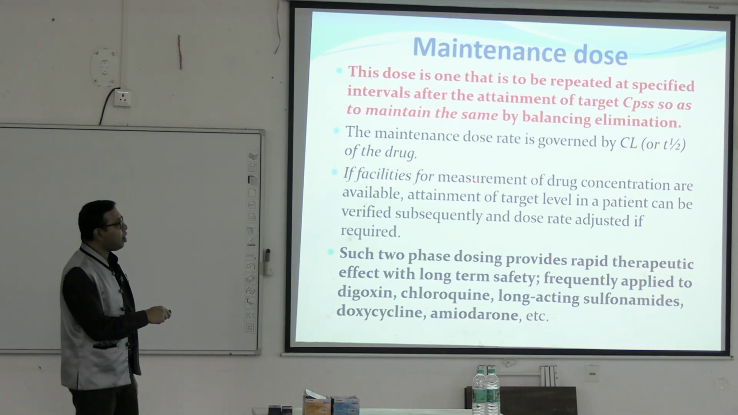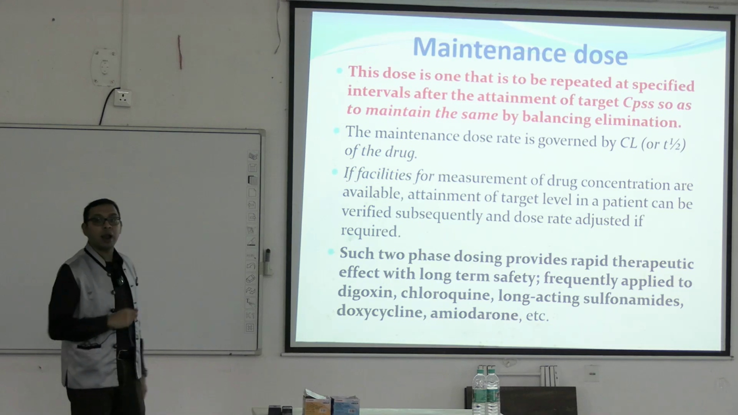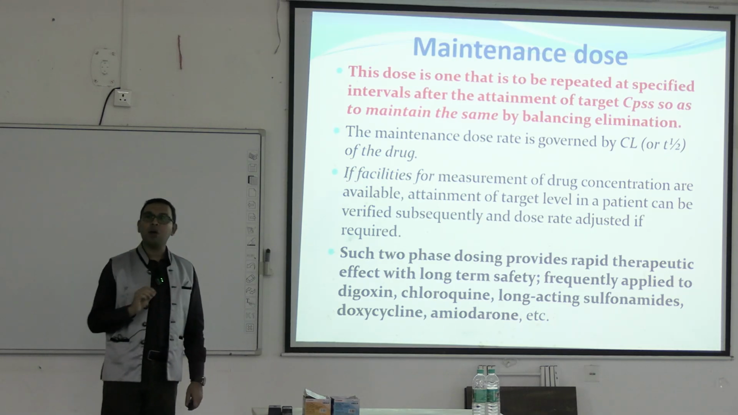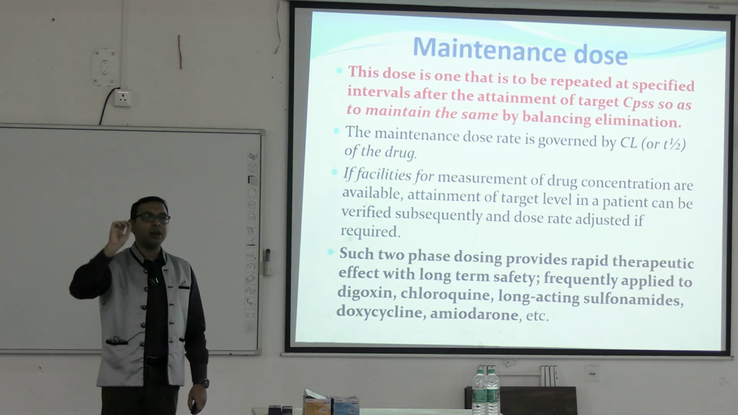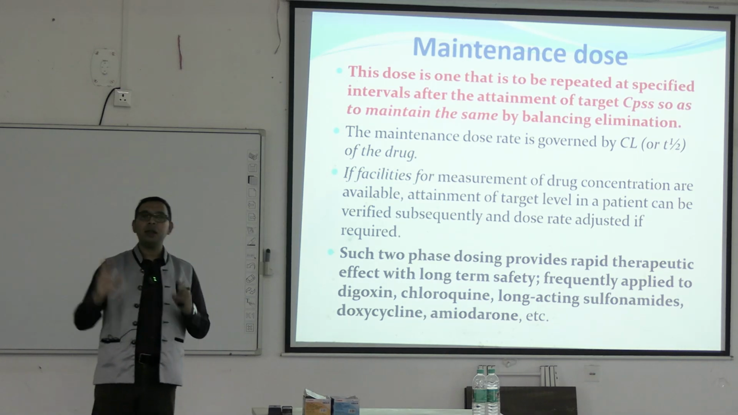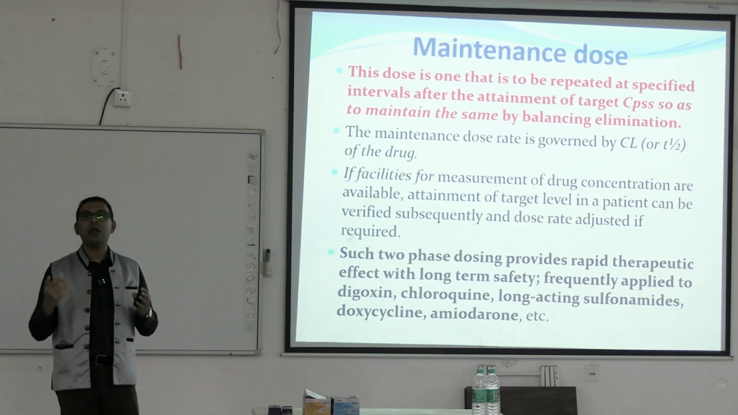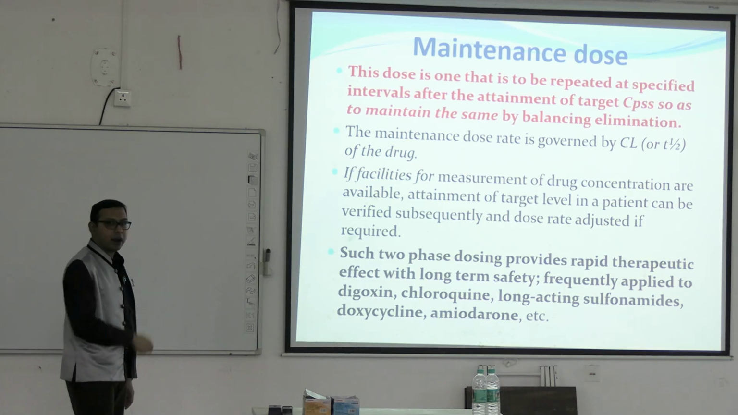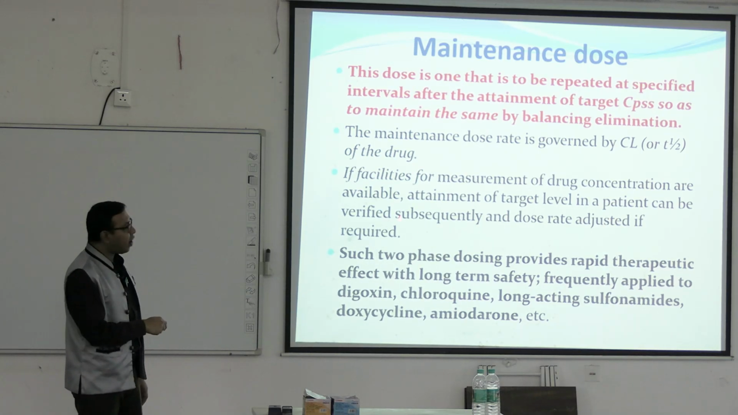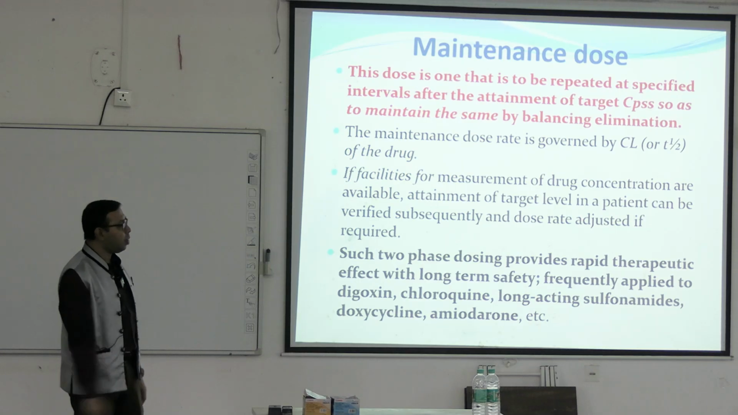If facilities for the measurement of the drug concentration are available, measurement is done by, as I have already said, the therapeutic drug monitoring, TDM, method. This is done in the laboratory by means of high pressure liquid chromatography, HPLC. So attainment of the target level in a patient can be verified subsequently and the dose rate adjusted if required.